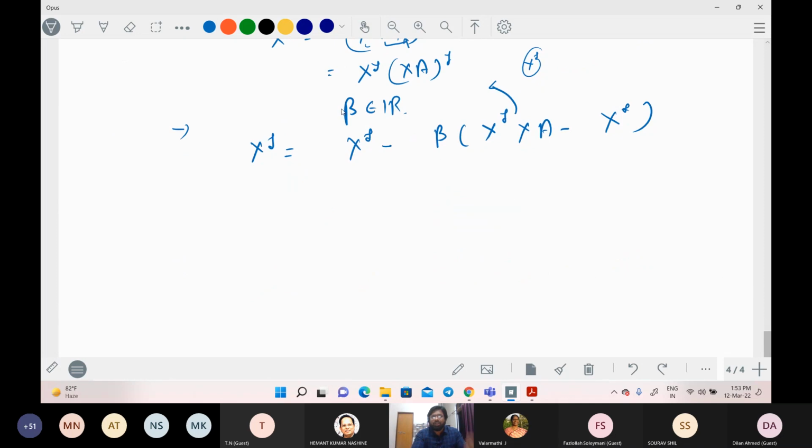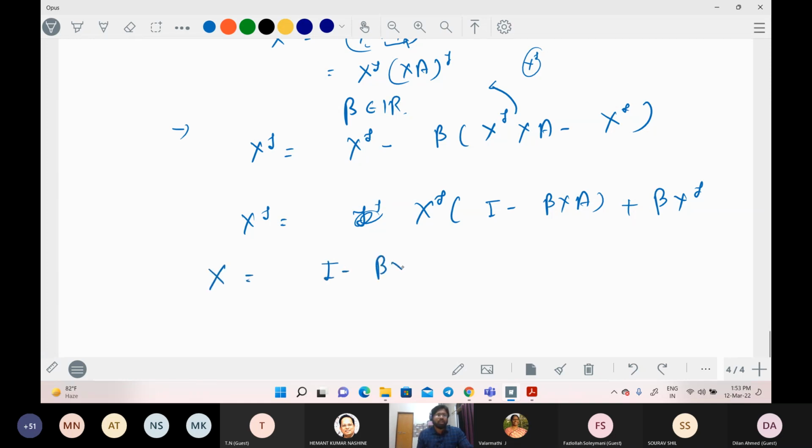Let us take beta as any arbitrary real number, and we can write this expression because we have applied Penrose equations 2 and 4. If you simplify this expression, you will get X star equal to X star (I minus beta Xa) plus beta X star. Since we are interested in X, not X star, we can take the conjugate transpose again on both sides. Then you will get X equal to I minus beta Xa star X plus beta X.